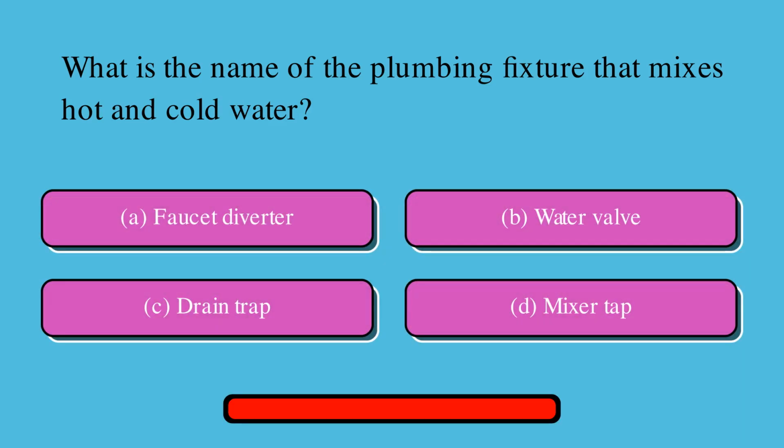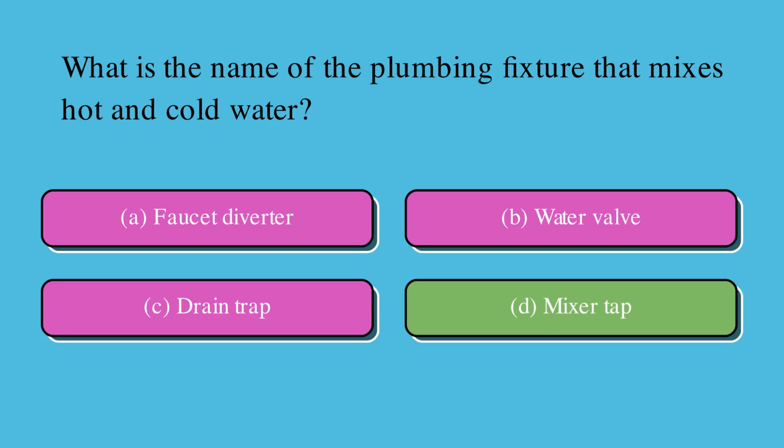What is the name of the plumbing fixture that mixes hot and cold water? Is it A, faucet diverter, or B, water valve, or C, drain trap, or D, mixer tap? The correct answer is D, mixer tap.